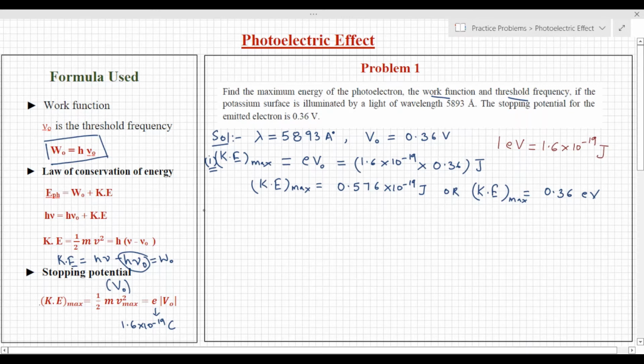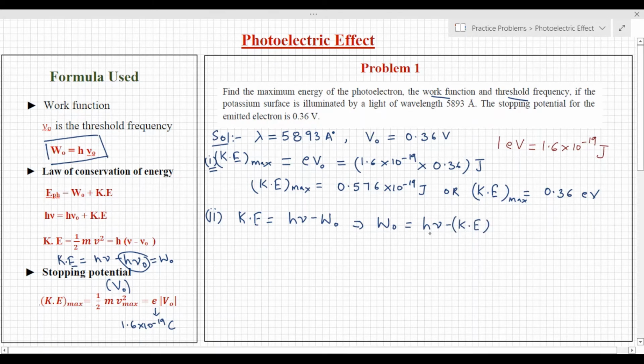Now the second thing in the numerical is to find the work function. Work function W naught is related to threshold frequency, but you need to know the threshold frequency, and that too has been asked in the numerical. So another way to find the work function in this problem is to use the kinetic energy. Kinetic energy is equal to h nu minus work function. So work function can be represented in terms of kinetic energy: work function is equal to h nu minus kinetic energy.